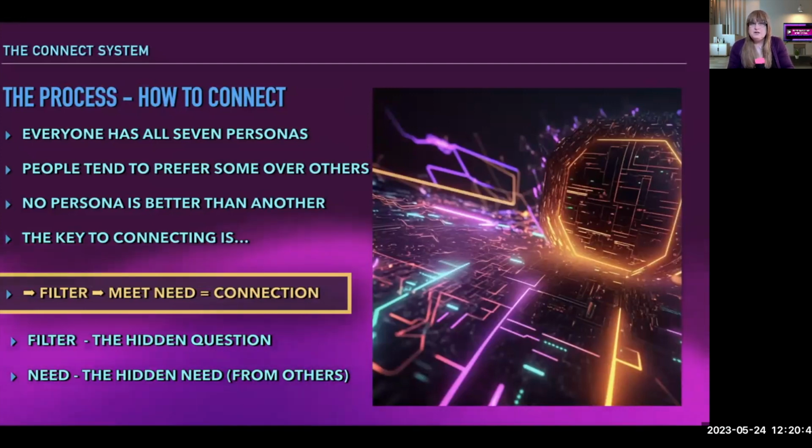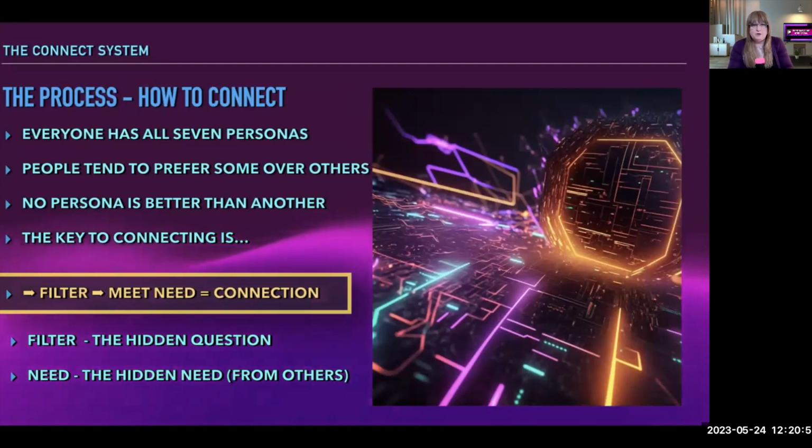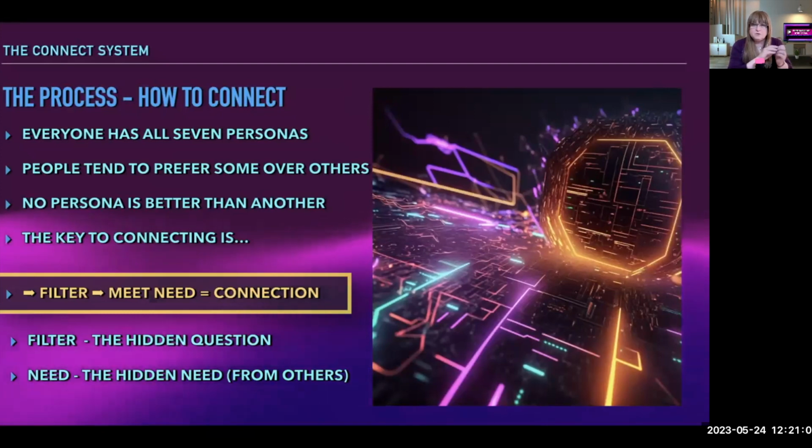Now they can change because maybe they get under stress or they're talking with somebody else. You can change personas so that you can communicate, and that's the whole idea. And no persona is better than another. The key is going through the filter to meet the need or answer the hidden question, to meet the hidden desire or need from others. So they need this from other people to be satisfied and fulfilled in their life. And then they know you're connected.